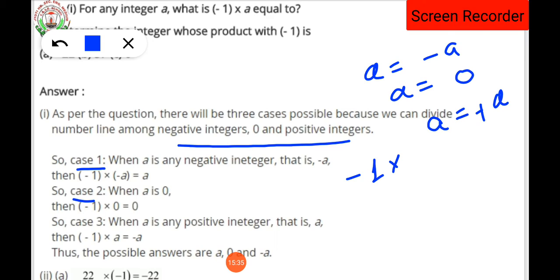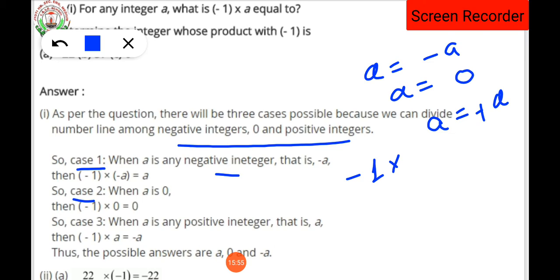Since we are having 3 types of integers present, positive, negative and neutral, isn't it? So obviously a is an integer, that means 3 conditions will be applied, 3 cases will be applied. Either it will be a positive integer, negative integer or neutral. So let's see what will be the case 1.